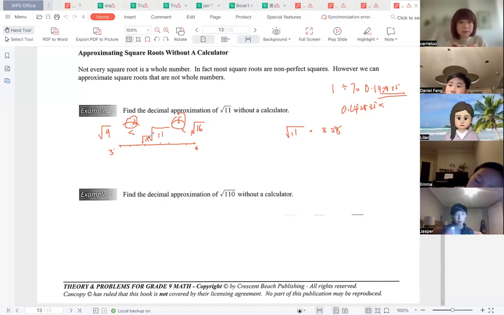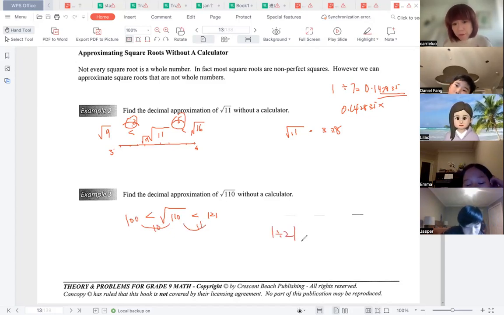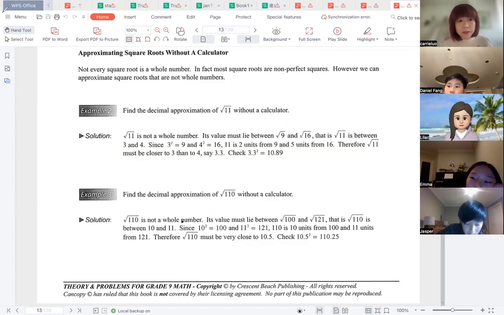So next one, find the decimal approximation of square root 110. Okay, you need to know it's in between which two numbers? Smaller than 121 and bigger than 100, right? And this one's 10, this is 11. So basically it's 1 divided by 21 and times 10. So it's 10 point this one. Get it, boys and girls? That's the easiest way to find out the answer, okay?